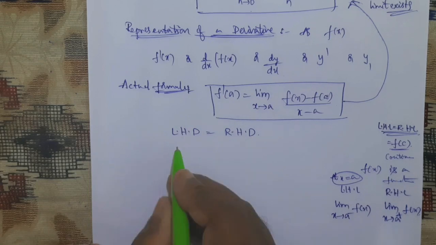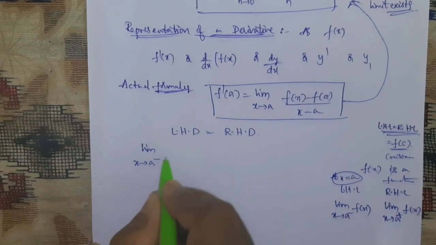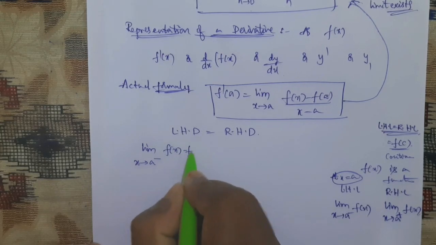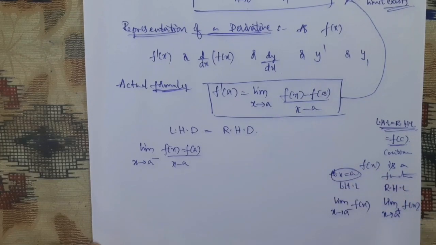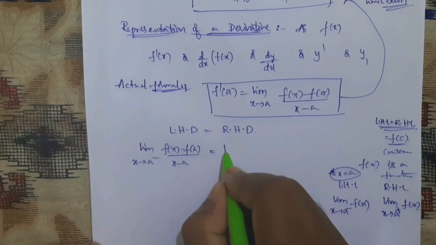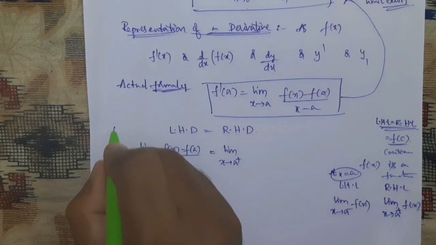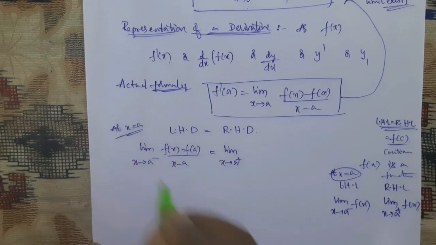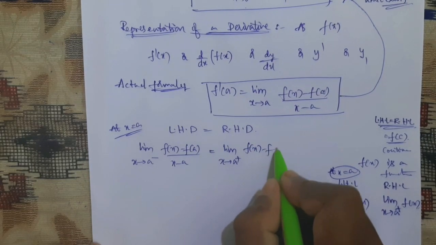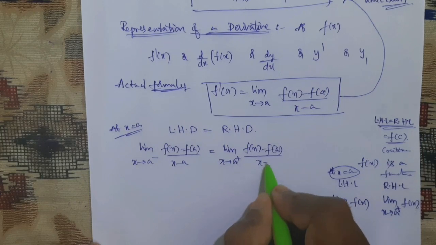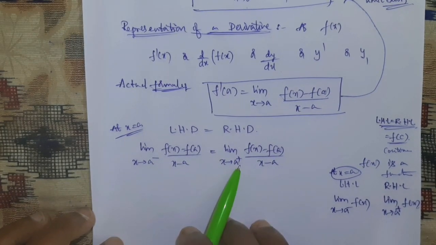For that, LHD we will write as limit x tends to a minus f of x minus f of a by x minus a, considering this function. And again RHD we will write as limit x tends to a plus f of x minus f of a by x minus a, at x equal to a. Here, what do you mean by a minus and what do you mean by a plus?